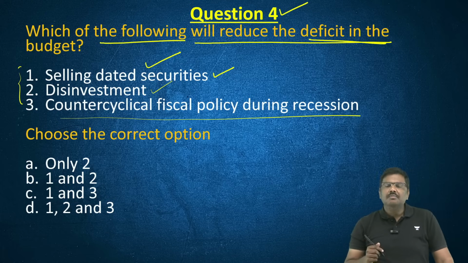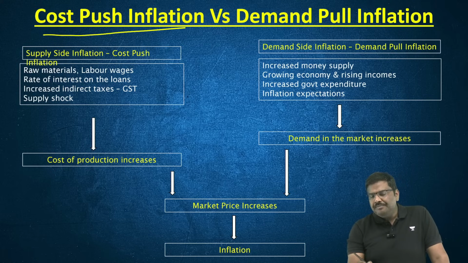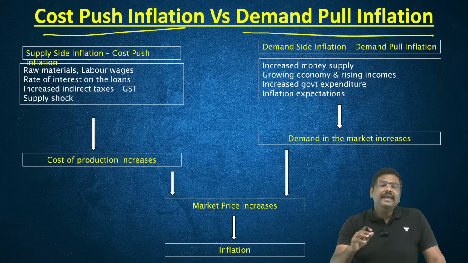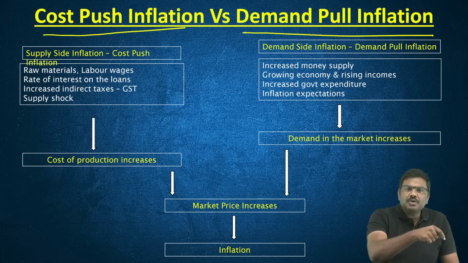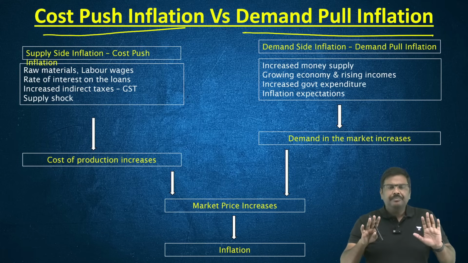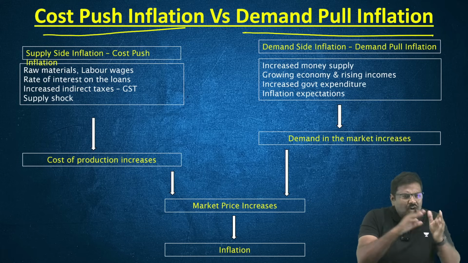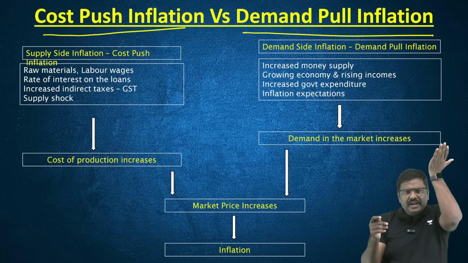Okay, this is question number 4. Next one, cost push inflation and demand pull inflation. Cost push and demand pull. What is the basic idea? Simple. Inflation means what? The price level for a basket of commodity is going up.